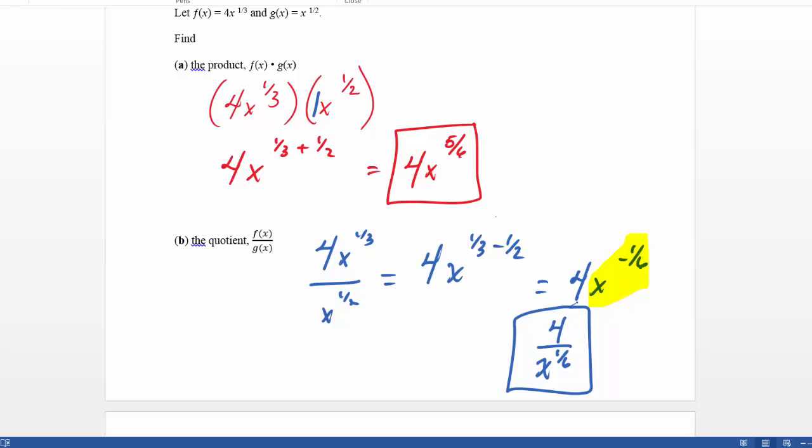Okay, a couple quick straightforward sample problems to get you used to using your exponent properties, and again, getting comfortable with function operations.